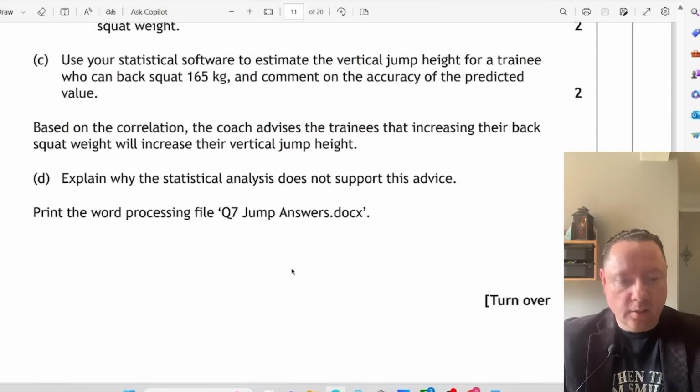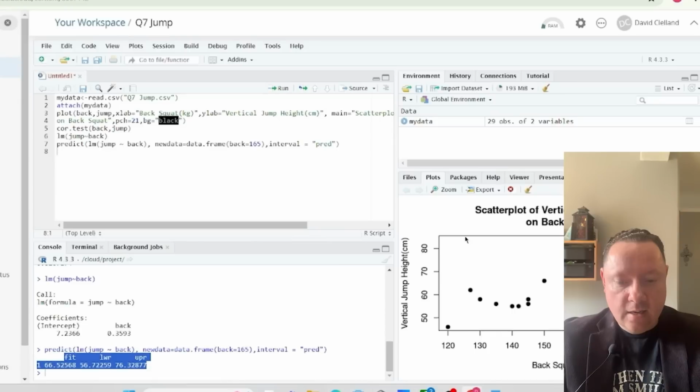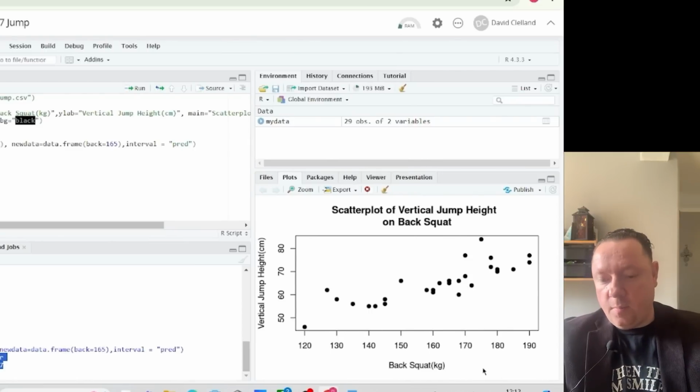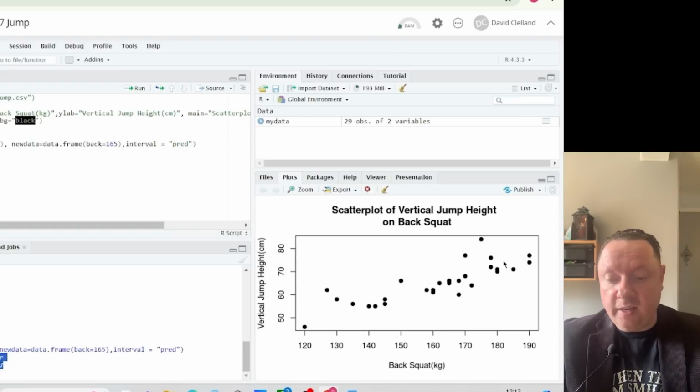Based on the correlation, the coach advises the trainees that increasing their back squat weight will increase their vertical jump height. Why does the statistical analysis not support this advice? Well, we're saying that the back squat causes the jump height to be bigger. That's not necessarily true. Just because we are connected, there's a correlation, doesn't mean to say that it causes it.